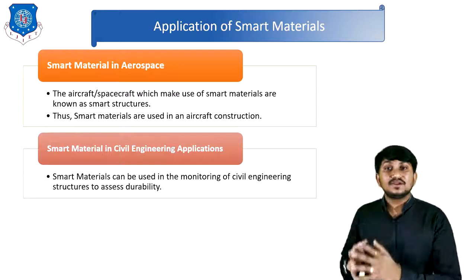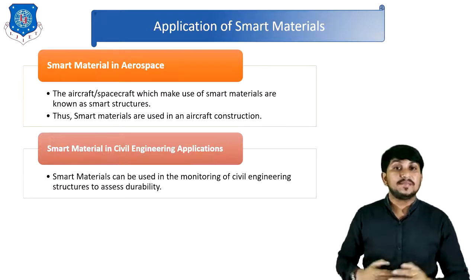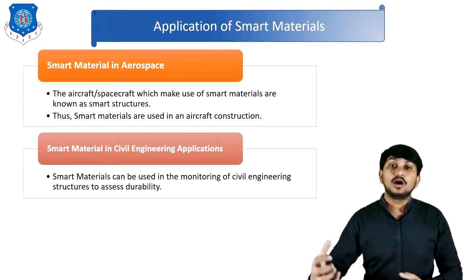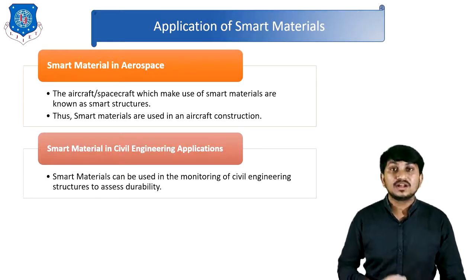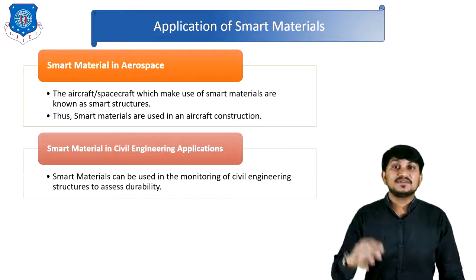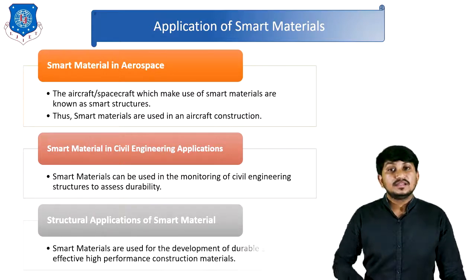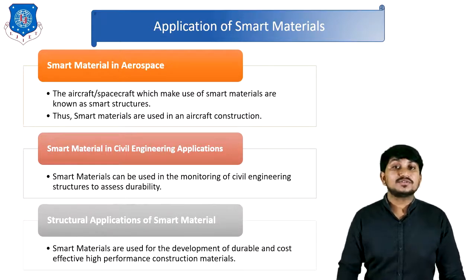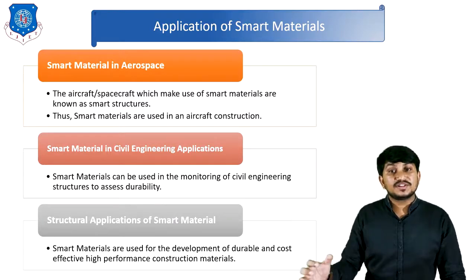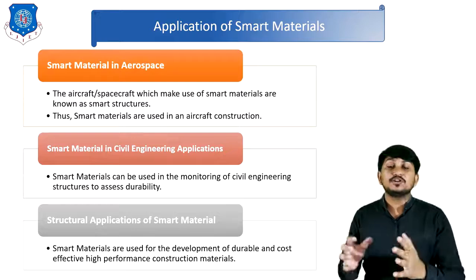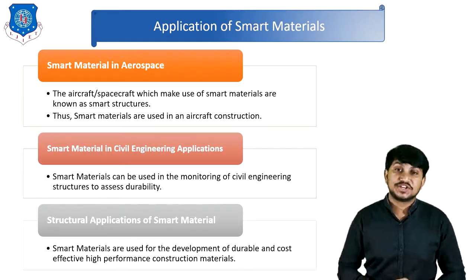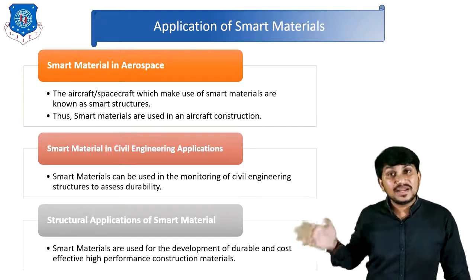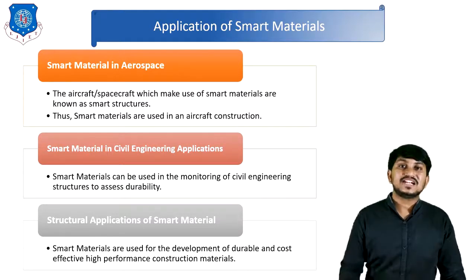Also, smart materials are used in various civil engineering applications, such as monitoring of civil engineering structures to assess their durability or condition. These smart materials are also used as structural applications, like structural materials used for development of durable and cost-effective high-performance construction materials. These are the three main applications of these smart materials.